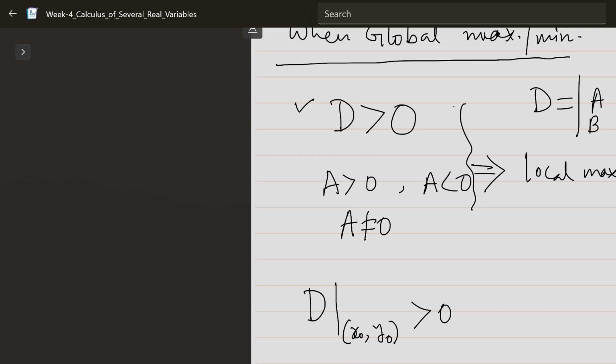Suppose this D is positive for all points. Sometimes it may happen that D is a constant. Suppose D is 2. So D is positive throughout the region. It does not depend on any point, x naught, y naught. Then you have global. Okay.